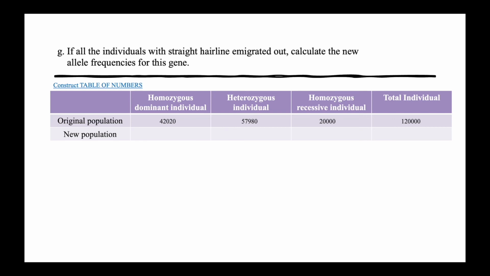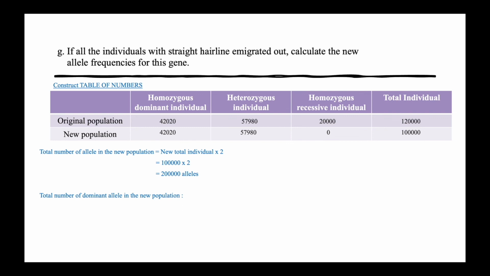Question G states that all the individuals with straight hairline, i.e. homozygous recessive individuals, emigrated out. So in the new population, there will be 0 homozygous recessive individuals. The number of homozygous dominant individuals and heterozygous individuals remains the same. Since 20,000 homozygous recessive individuals have emigrated out, the new population now consists of 20,000 individuals less. To find the new allele frequencies, we first find the total alleles in the new population, simply by multiplying the new total individuals by 2, because each individual carries 2 copies of the allele, giving us the value of 200,000 alleles in total.